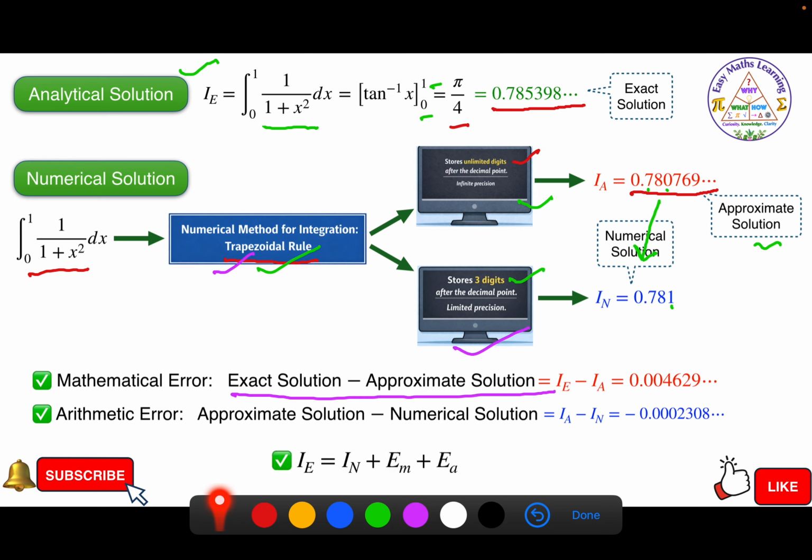So finally we write the complete relation that exact solution equal to numerical solution plus mathematical error plus arithmetic error. This clearly shows that method error means mathematical error, and device error means arithmetic error, together explain the total error.